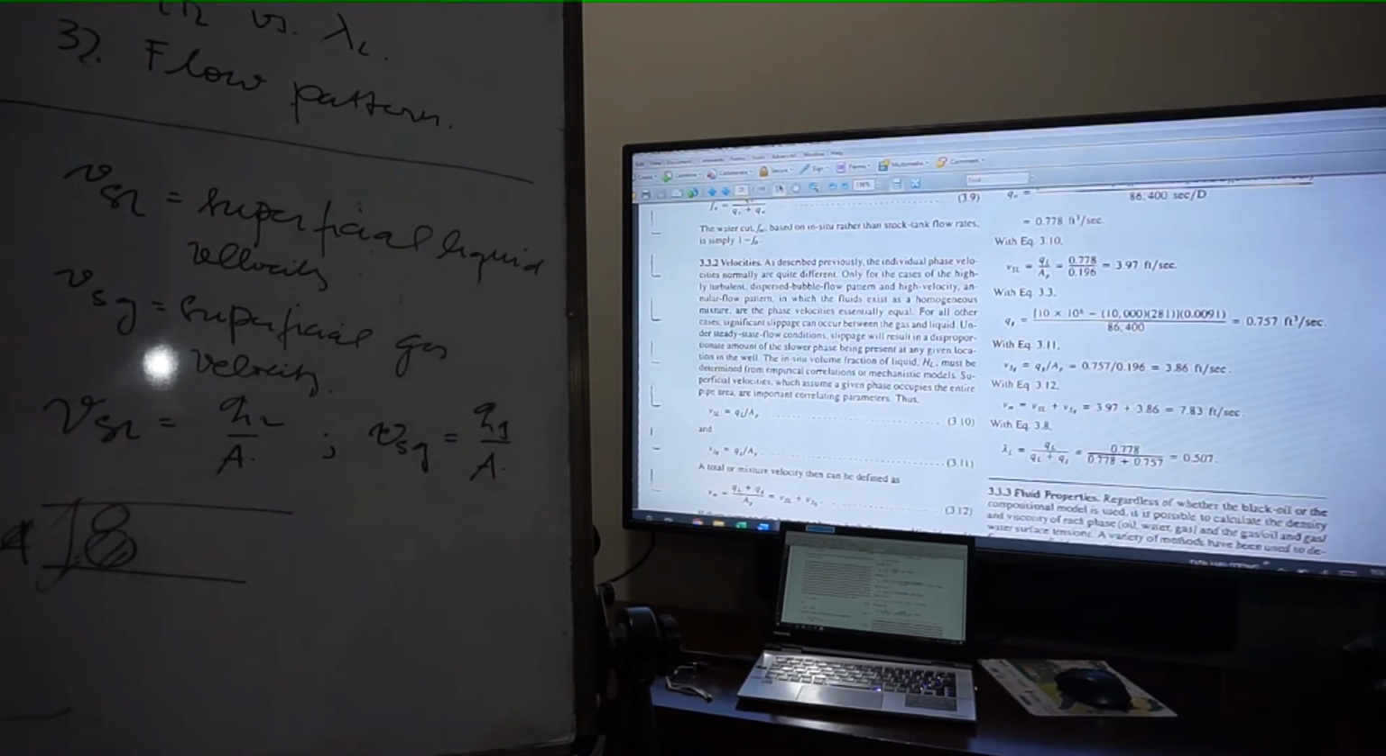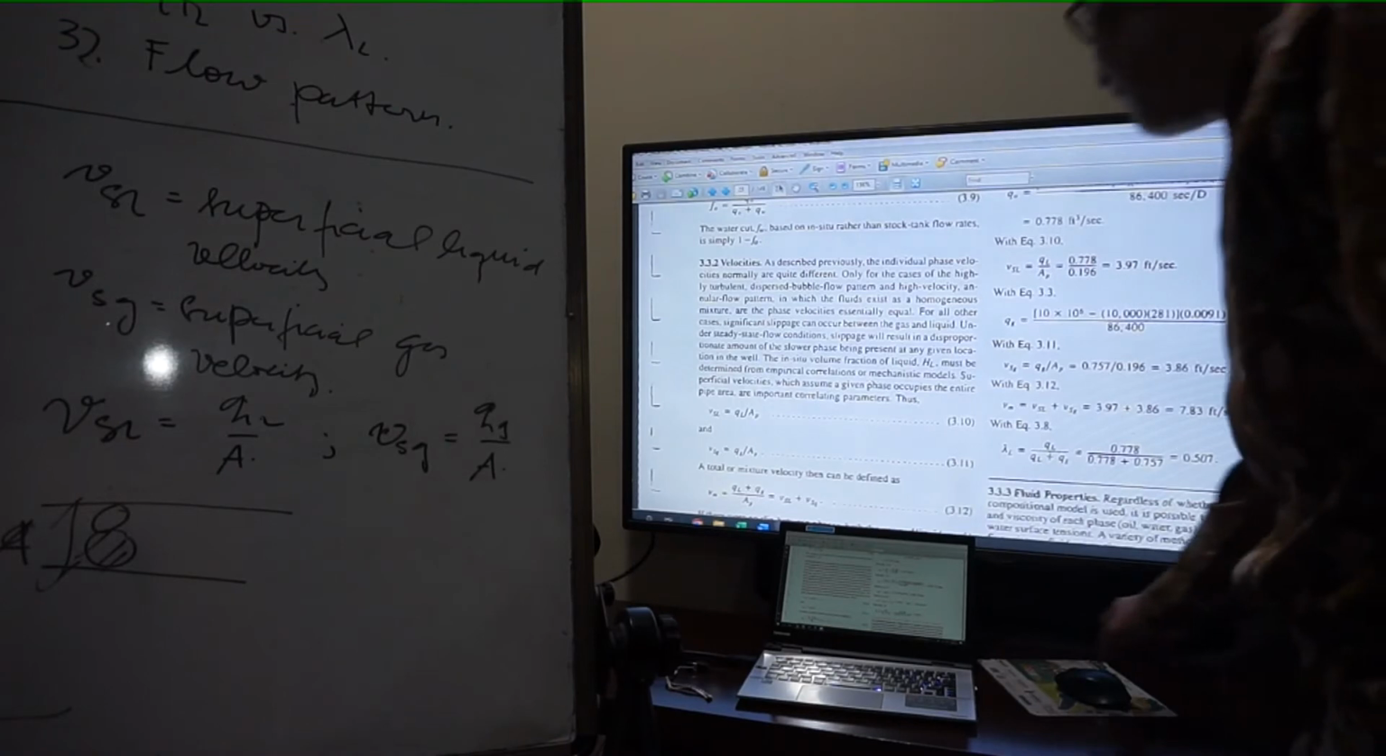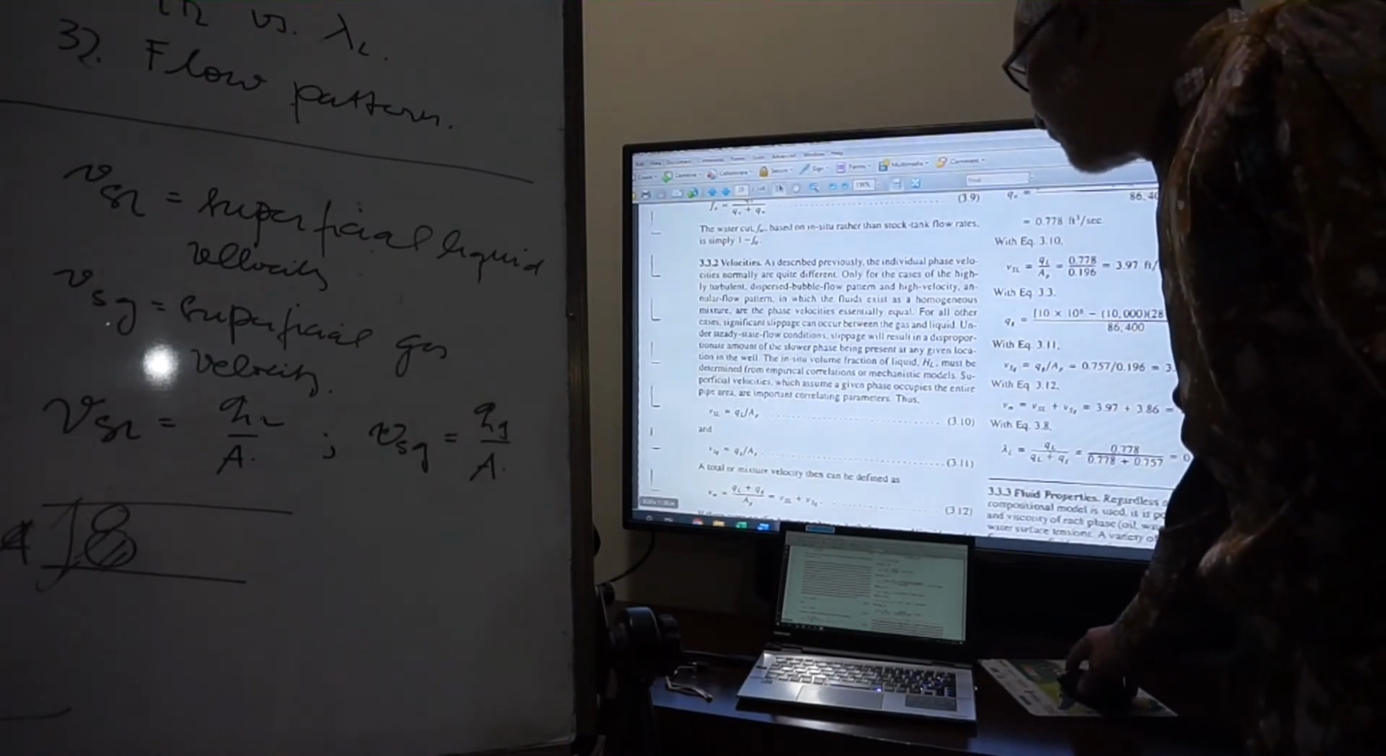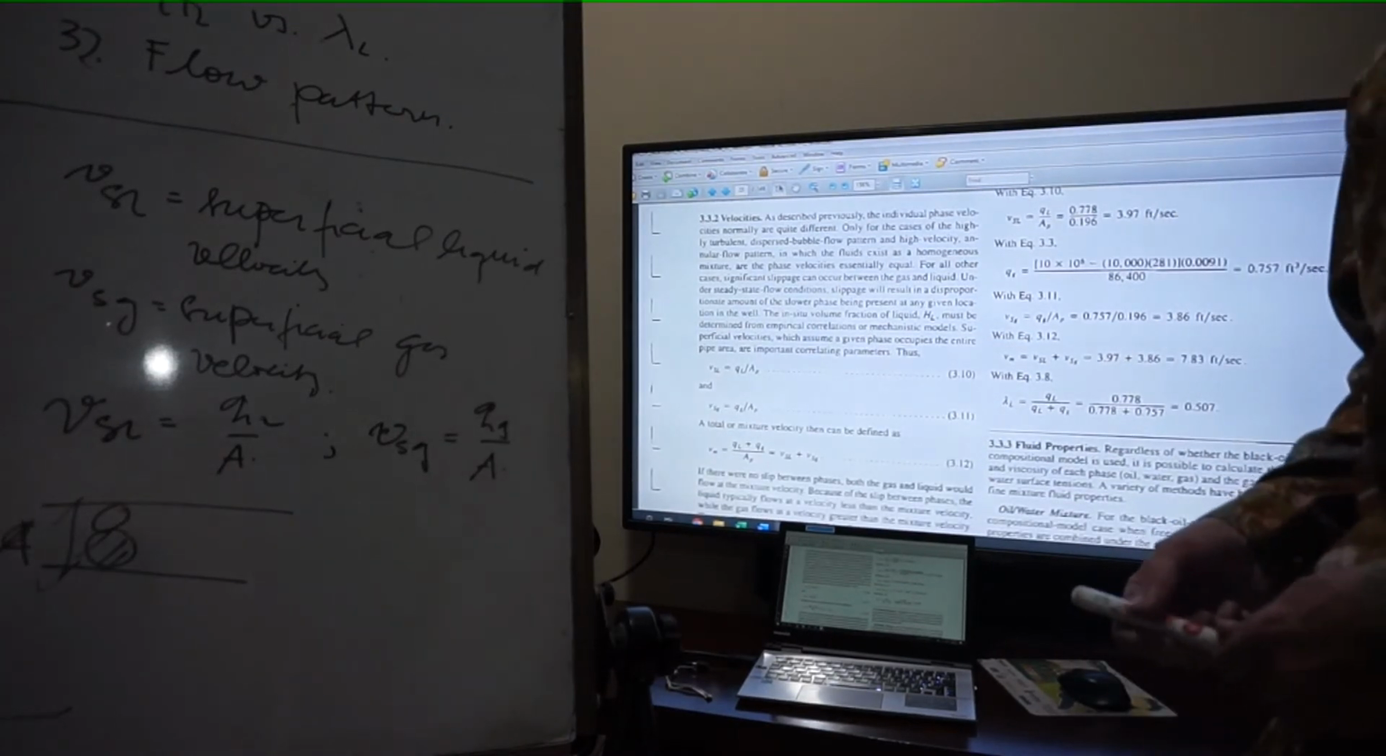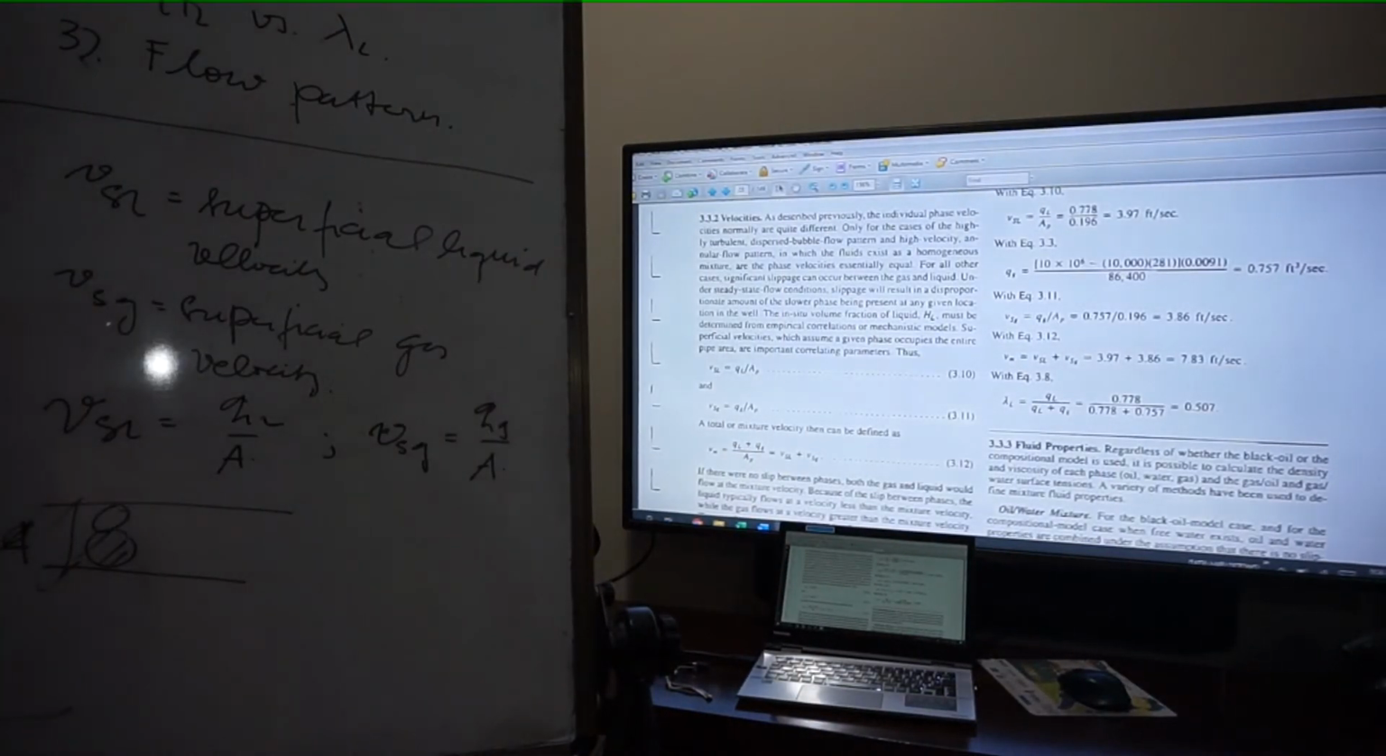And what else? Vmix. Vmix, velocity mix, is VSL plus VSG. This is the real thing because it's the mix of liquid and gas divided by A. But this one is not the real thing.